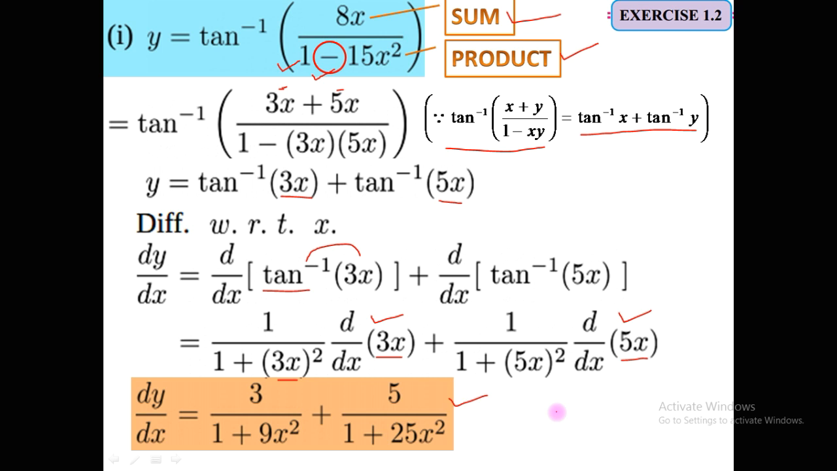So dy by dx is equal to 3 upon 1 plus 9x square plus 5 upon 1 plus 25x square. Now in this sum, I am asking you to find the clue. See again, it's a tan inverse, then 1 is there, right next to it there is a plus sign. So all I need to do is write this term somehow as the difference of two terms and this term as the product of two terms.